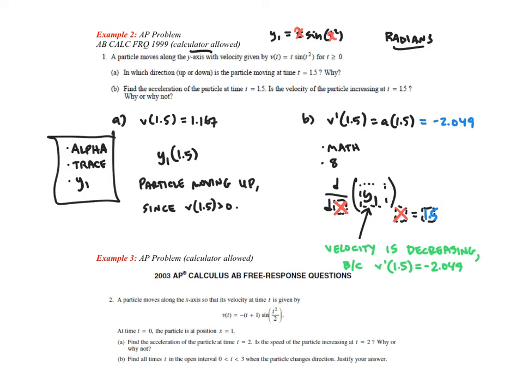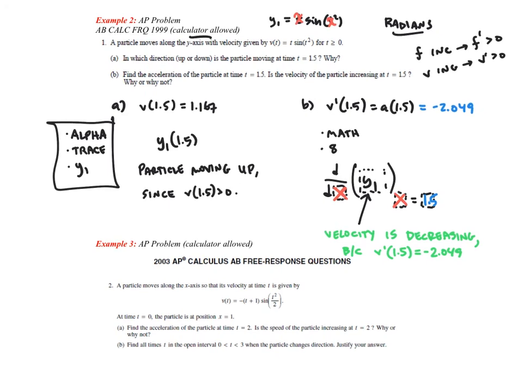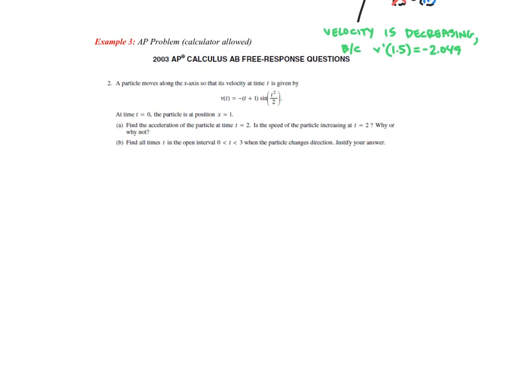So think about that logically. I want to know where f is increasing. Well, f is increasing when f prime is greater than 0. Therefore, v is increasing when v prime is greater than 0. In this case, v prime is less than 0, therefore velocity is decreasing. Okay, AP problem from 2003, calculator allowed again.